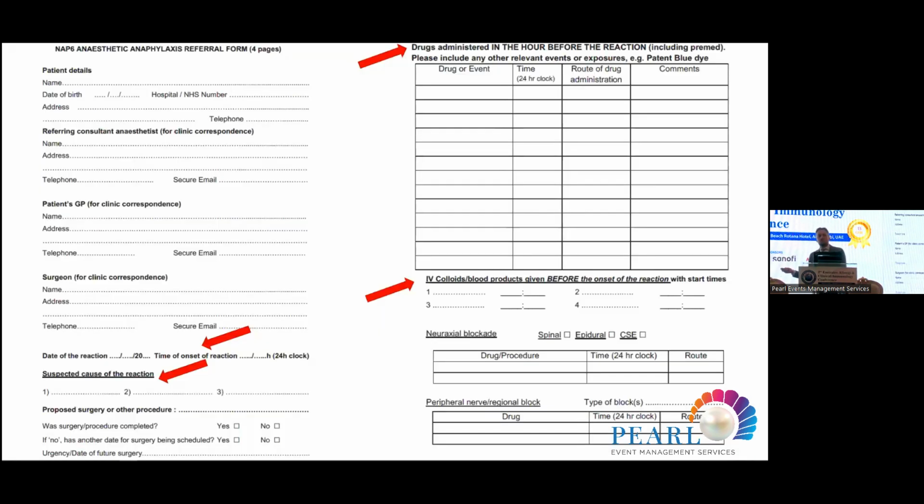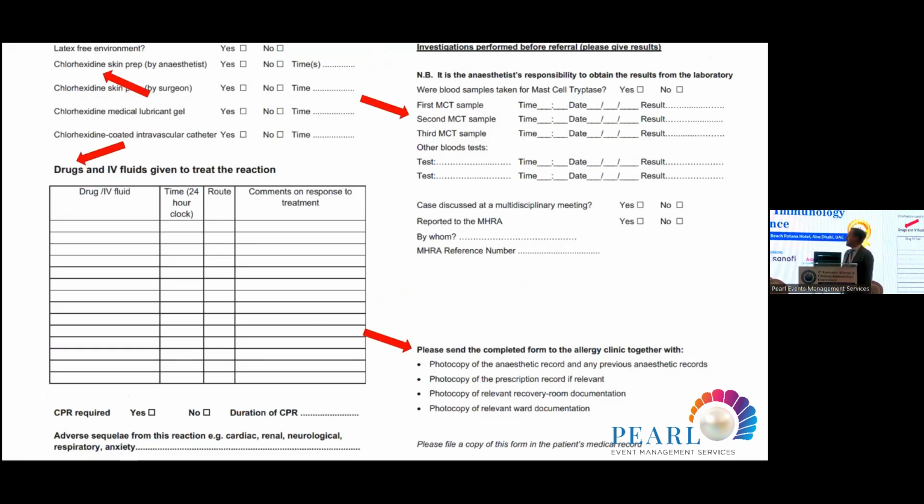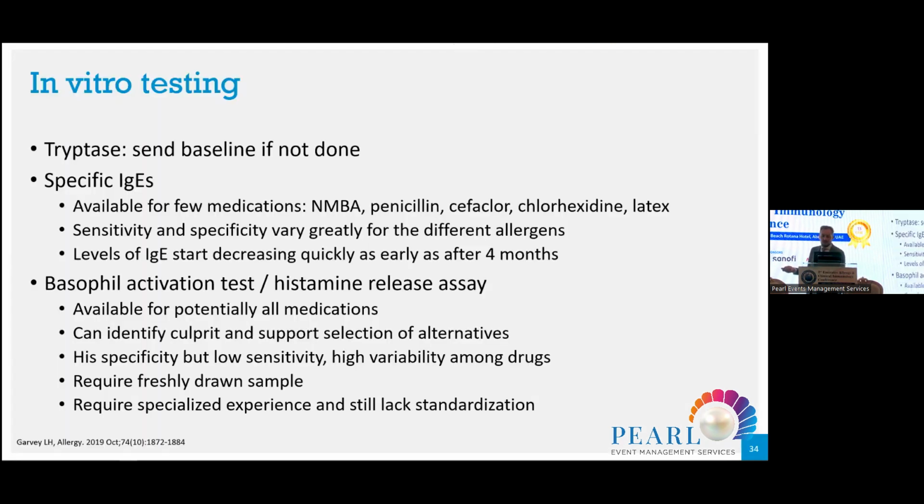This is again taken from NAP6. You see our 4-page referral form that contains all the information that we need from the time of the reaction, the type, medication used, the sequence, and the type of investigations that were taken. And this can help a lot.